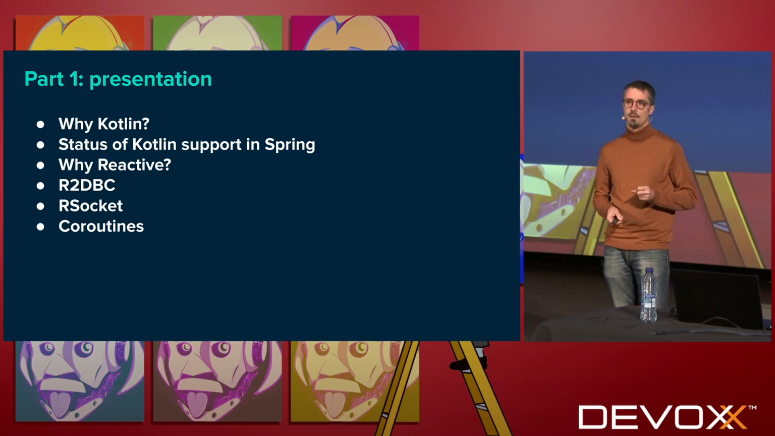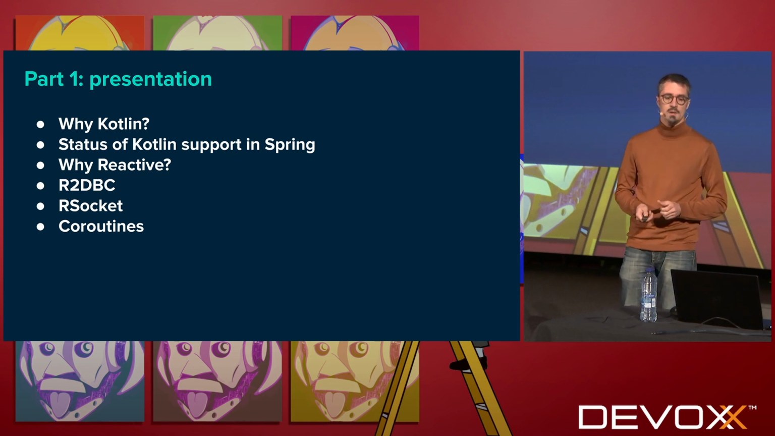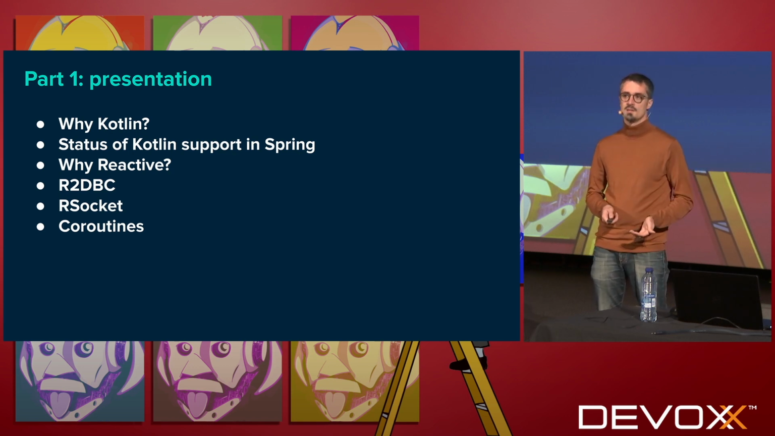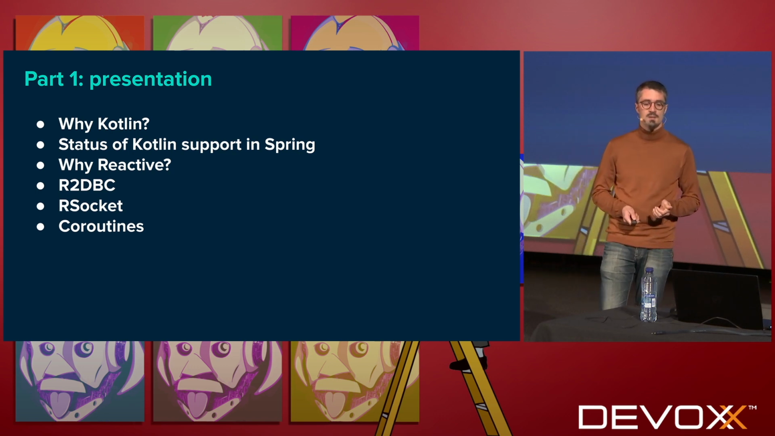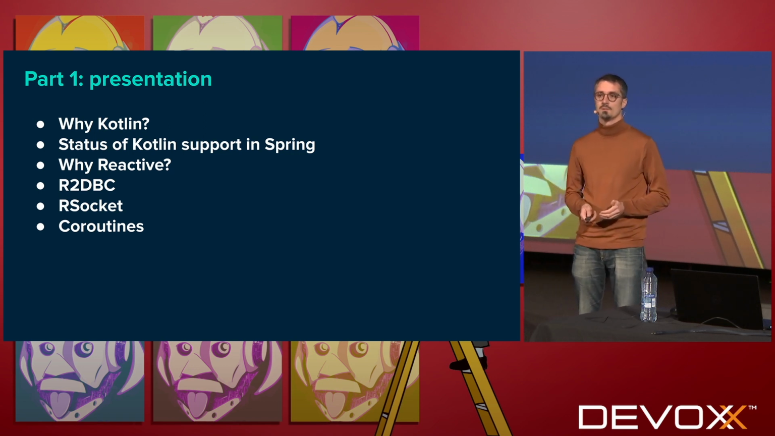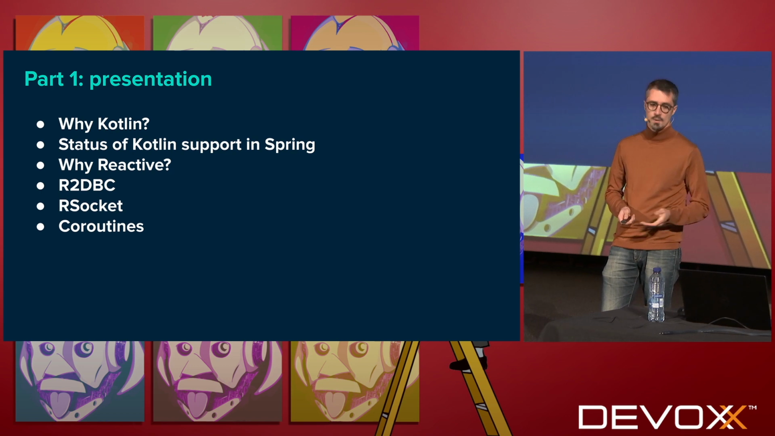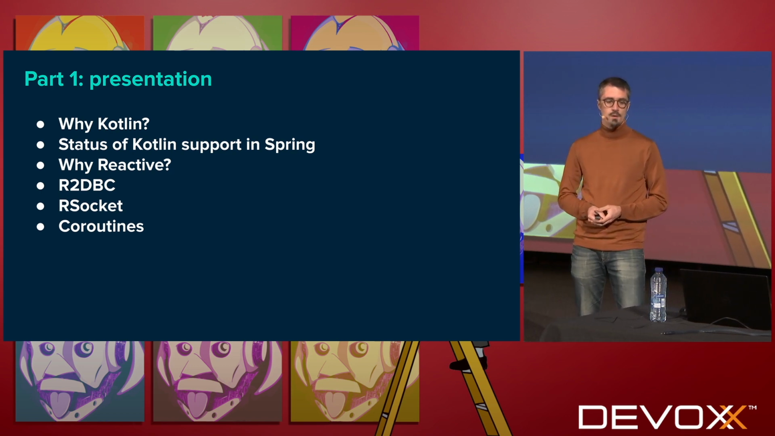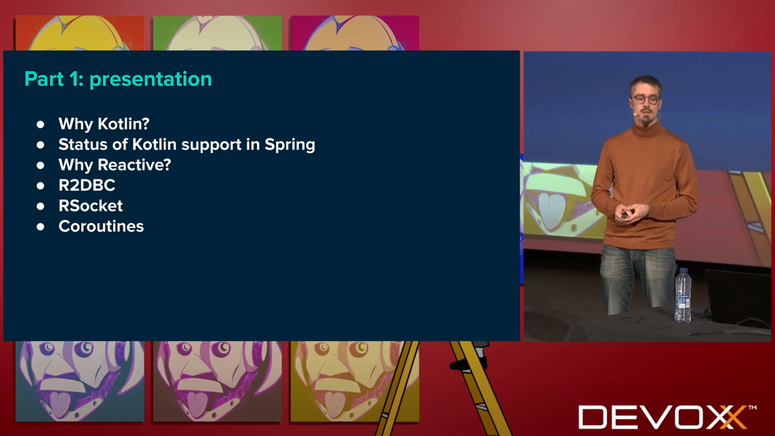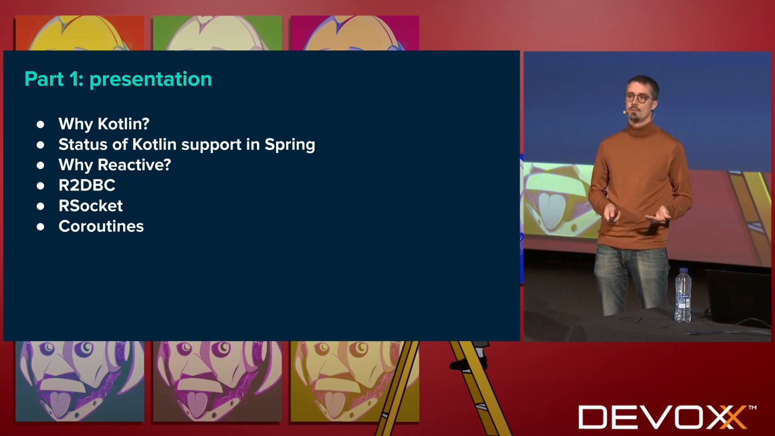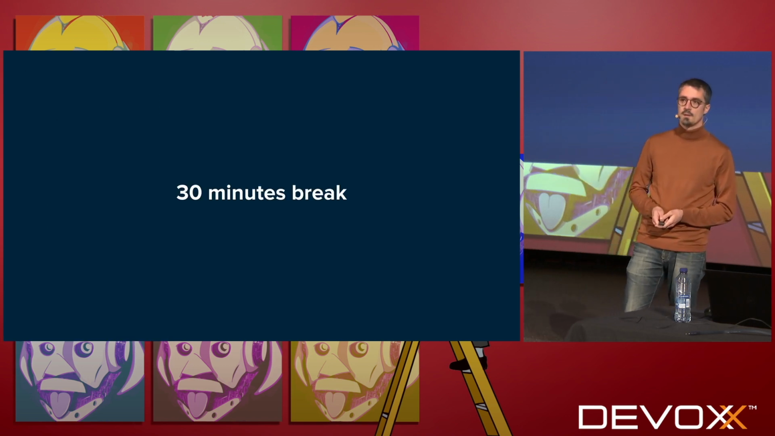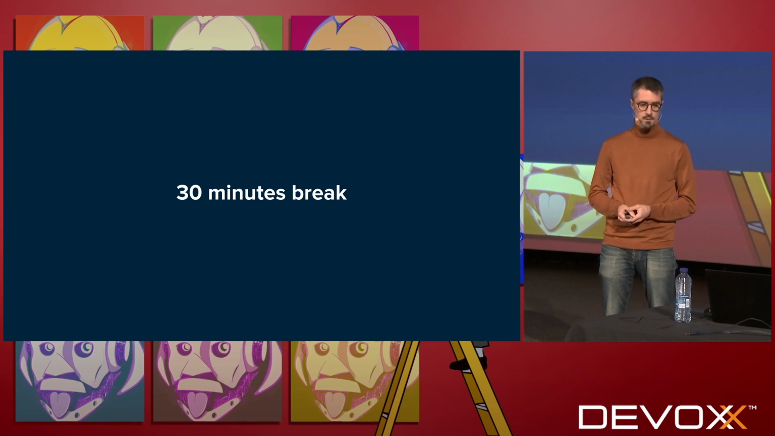So the first part, 1 hour or 1 hour and a half, will be a presentation about why Kotlin is interesting to build an application on the JVM, especially with Spring Boot. We will see a status of the Kotlin support in Spring, because in Spring Framework 5.2 and Spring Boot 2.2 we have provided various new features, so I would like to share that with you. We are going to talk about Reactive in general, R2DBC, RSocket, and what are coroutines and what is the official coroutines support that is coming with Spring. We will have a big break, because that's a lot of time.